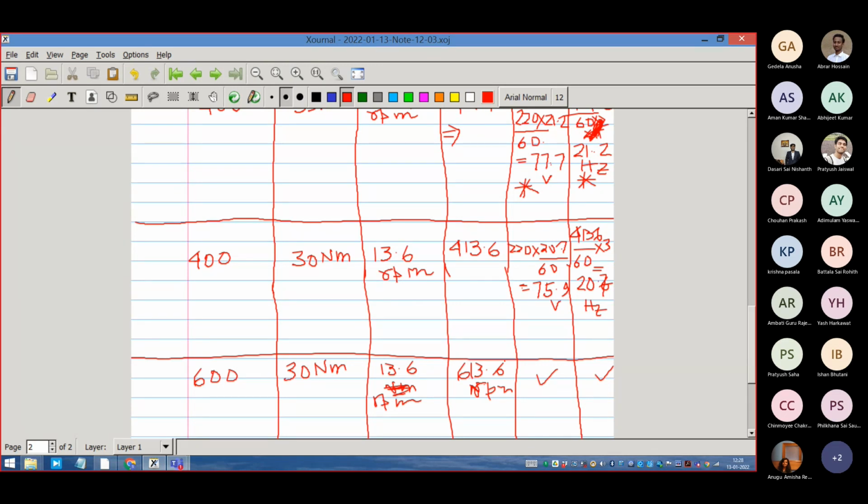613.6 divided by 60 into 3, right? It is 30.68 hertz. And the voltage will be 220 into 30.68 divided by 60. So it will be 112.5. So this is the way you should do it.